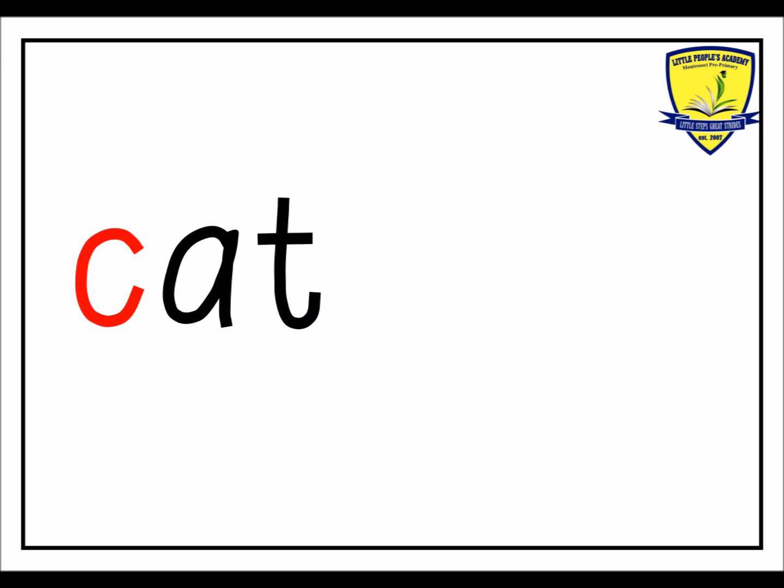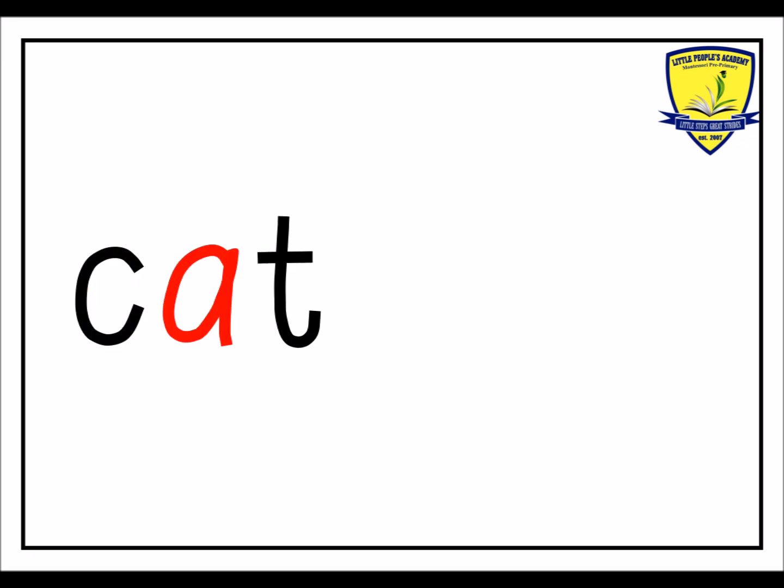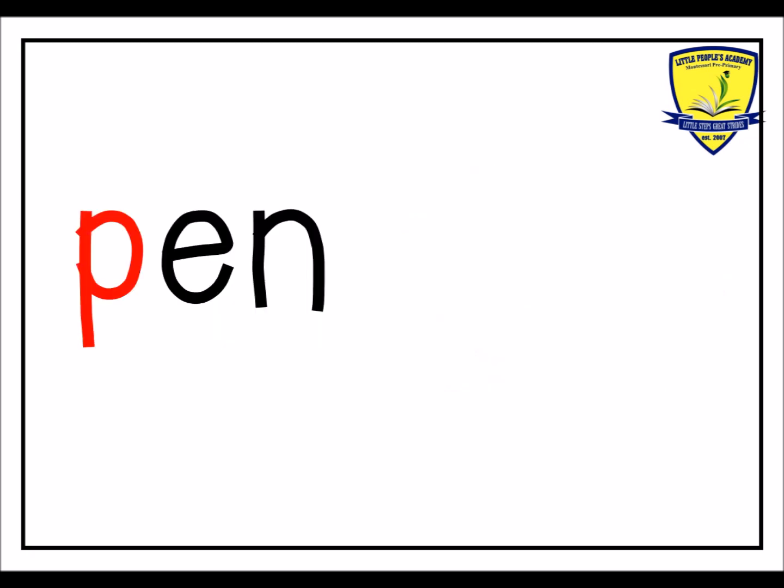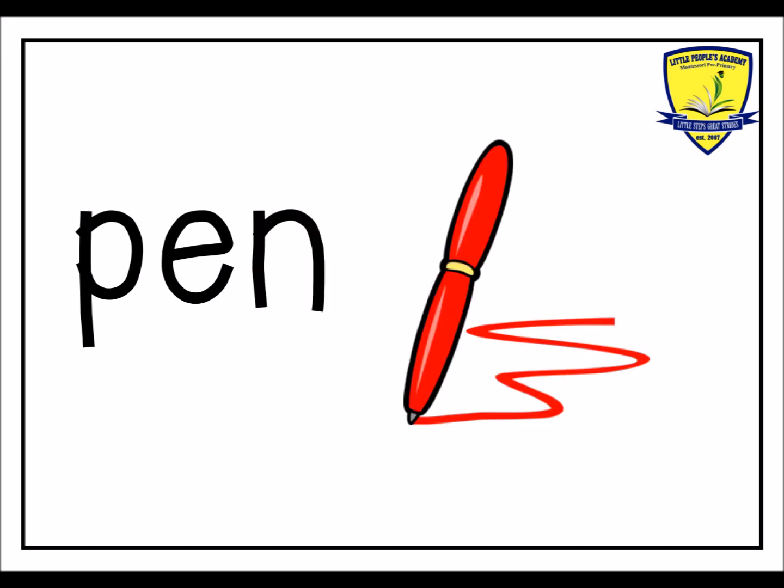K, A, T, cat. K, A, T is cat. Did you get that correct? P, E, N. Pen. P, E, N is pen. Did you get that correct?